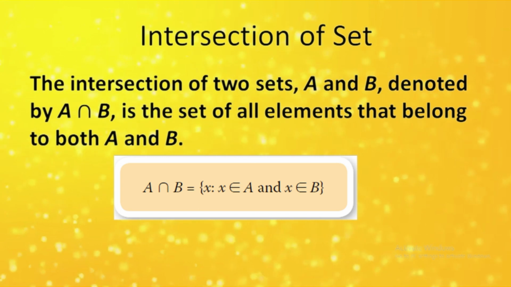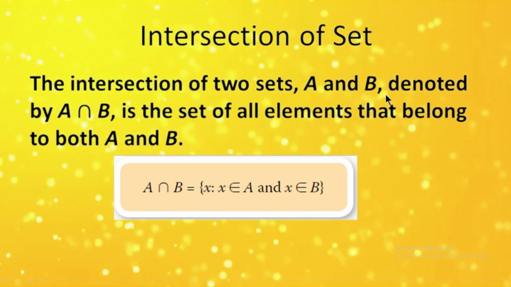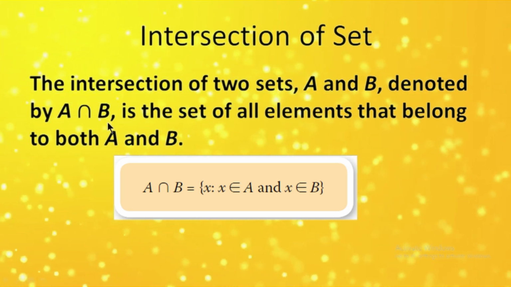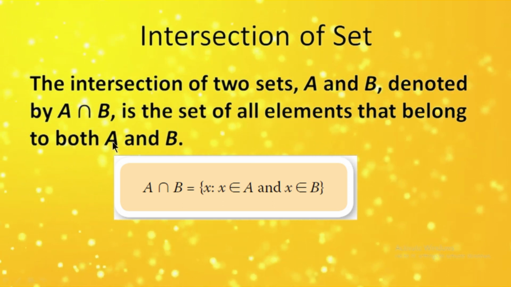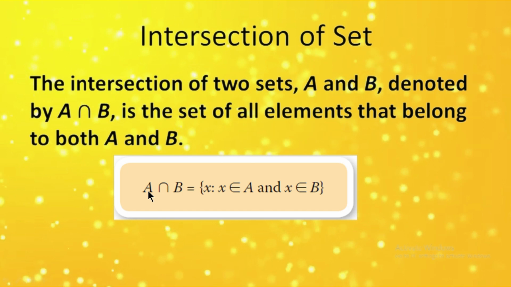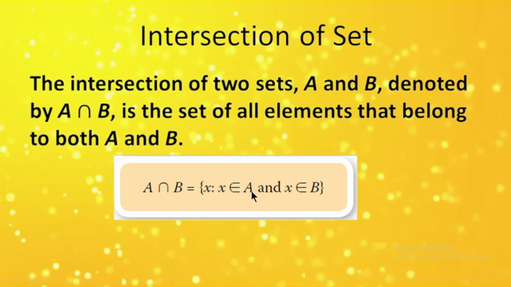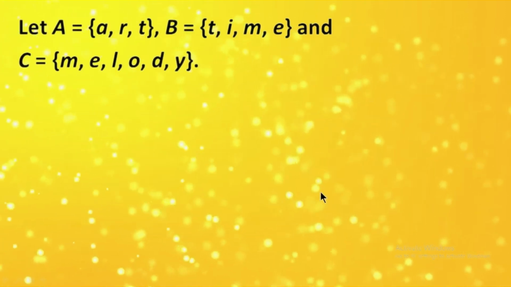Intersection of sets. The intersection of two sets A and B, denoted by this, called A intersection B, is the set of all the elements that belong to both A and B. So the elements of A intersection B equal X, where X belongs to A and X also belongs to B. Let's jump to the example.